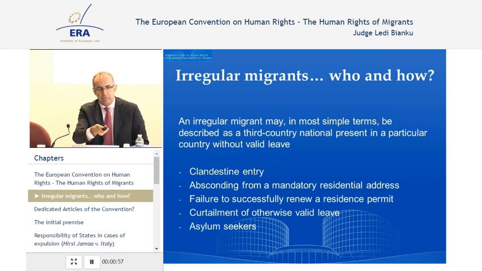Who is an irregular migrant? Who and how? So the person, put it in general terms, who finds themselves not in a regular position in the country where they live. So asylum seekers is one of the categories of what we might call illegal or irregular migrants.